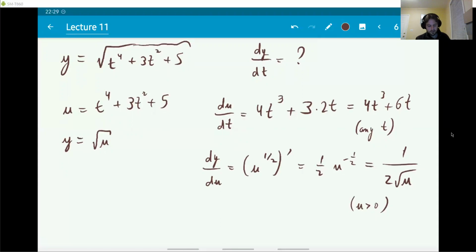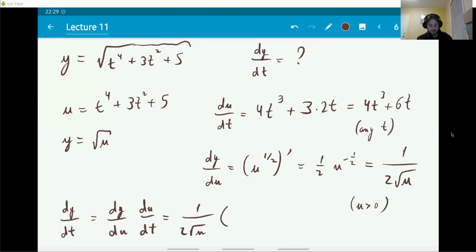Now you just put those two things together. The chain rule is this formula. The thing that you want, dy/dt, in terms of the two things that you could find, is just the product of the two: dy/du times du/dt. So now dy/du is 1/(2 root u), and du/dt is 4t cubed plus 6t.